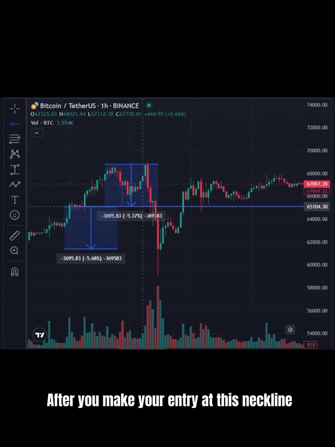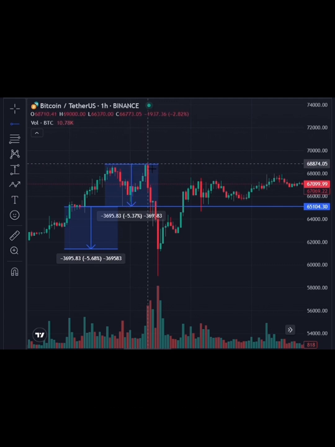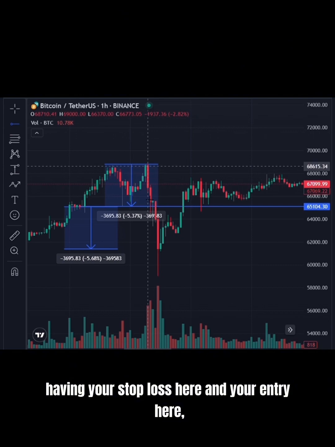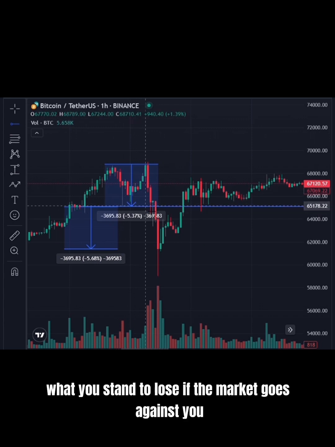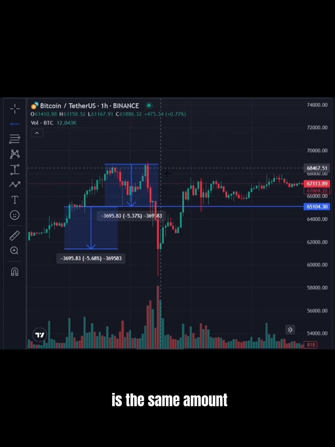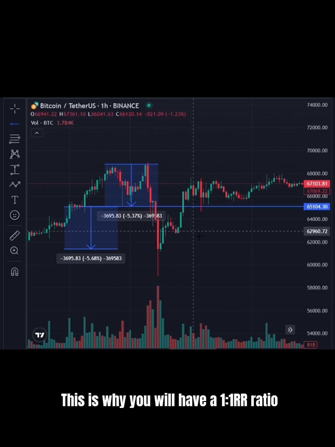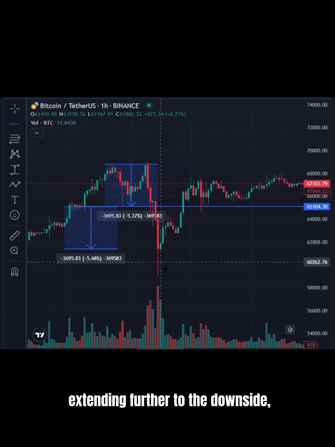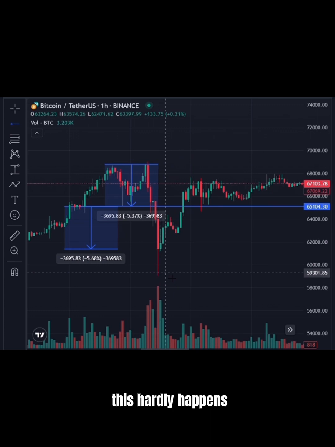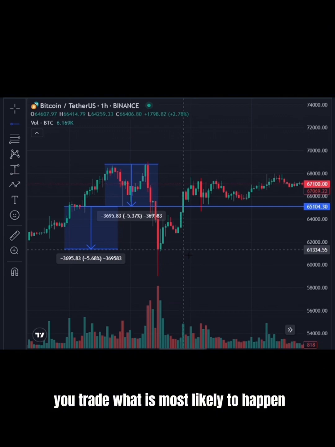After you make your entry at this neckline, the best thing to do is to place your stop loss at the apex of the double top. Now, having your stop loss here and your entry here, your target here, you can see that what you stand to lose if the market goes against you is the same amount you stand to lose if the market goes your direction. Now, this is why you will have a 1:1 risk to reward ratio from this trade. Now, disregard the fact that we have a wick extending further to the downside. This hardly happens. Remember, trading is all about what's most probable. You trade what is most likely to happen.